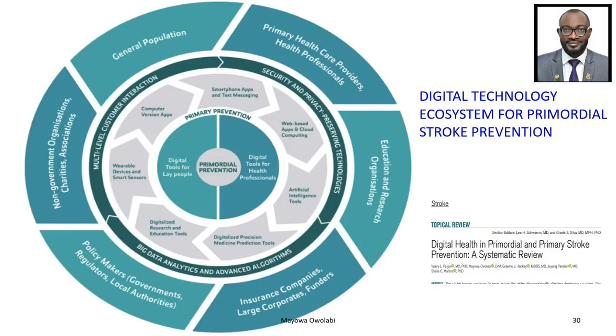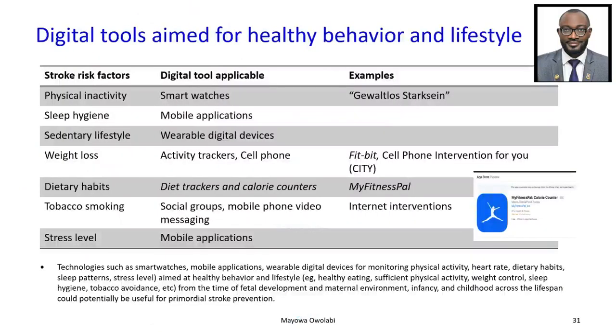So the digital technology ecosystem for primordial stroke prevention can include digital tools that target health professionals, as well as digital tools that target lay people, that help them to imbibe a healthy lifestyle, educate them about diet, and help them to monitor their diet, as well as help them to monitor their activity level. Wearables, digitized research and educational tools, and so on and so forth. And I'll give a few examples of those.